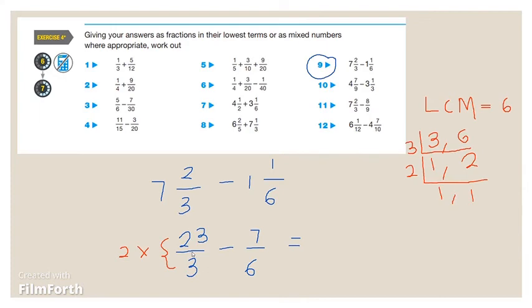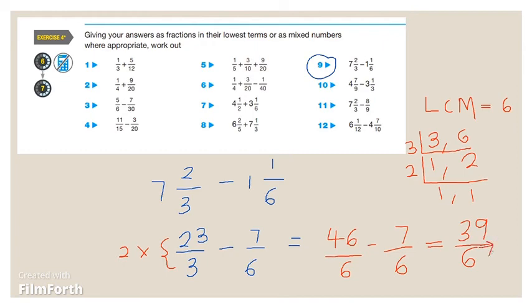Now see my next step. 23 times 2, I'm getting 46 over 6 because 2 times 3 is 6, minus 7 over 6. Now my denominators are the same. Therefore, I can subtract the numerators and write 46 minus 7, it's 39. Now this is my improper fraction.